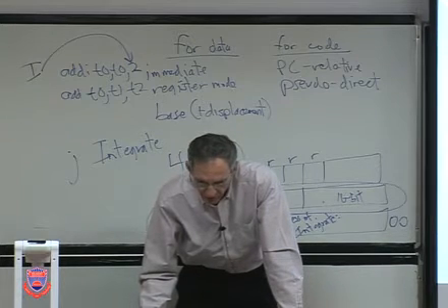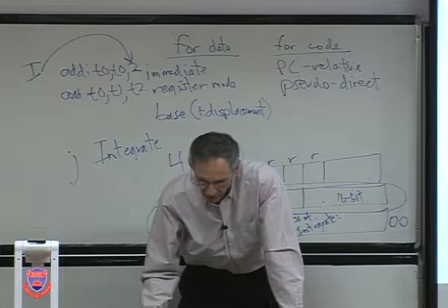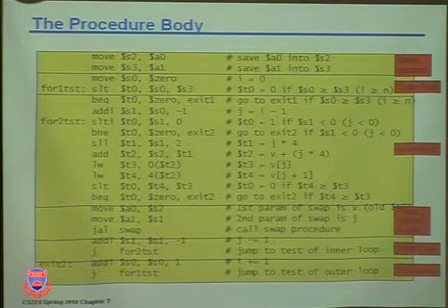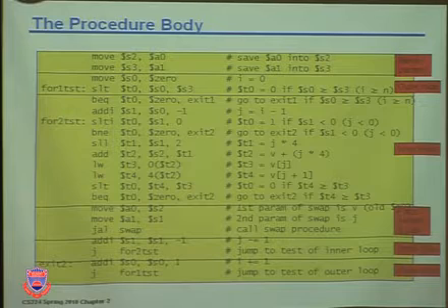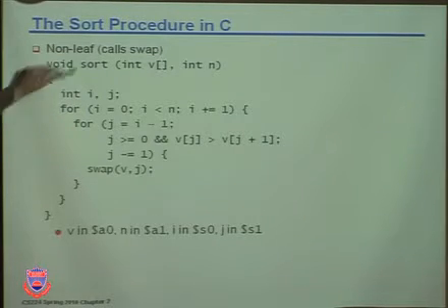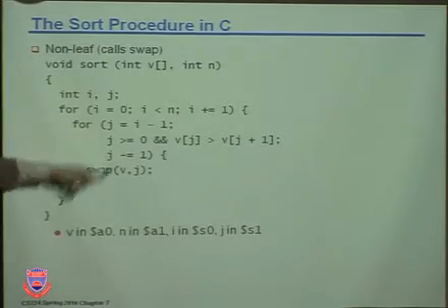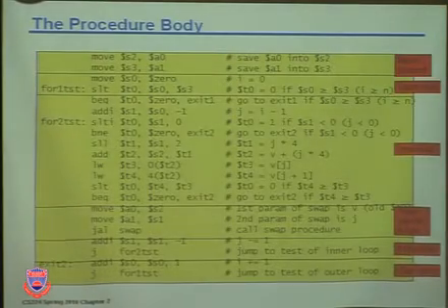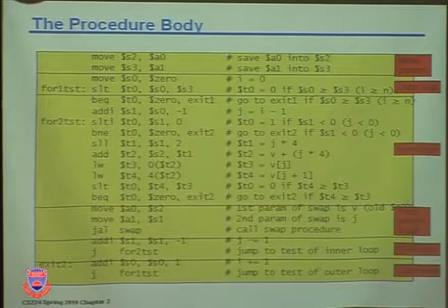Oops, a little too far. Okay. This was the last slide that you looked at. Am I right? The one in yellow? All right. So what are we doing here? We're working on the swap procedure. In C, it's a non-leaf because sort calls swap, as you can see here. So sort itself calls a procedure called swap, which was written earlier. And so here's the procedure body for sorting.